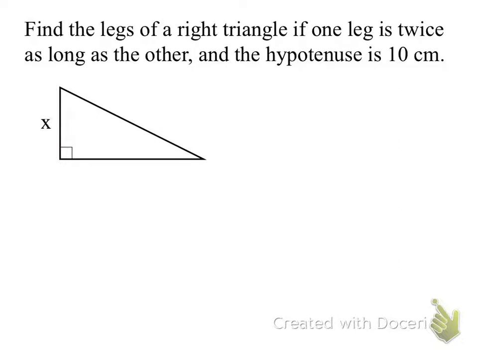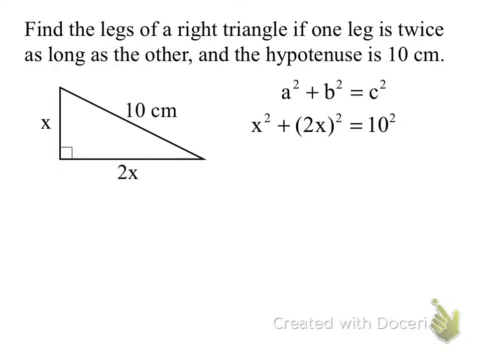And so once I'm labeling those, I substitute in x squared plus 2x squared. Now, what does 2x squared simplify to? 2x squared, what does it simplify to?